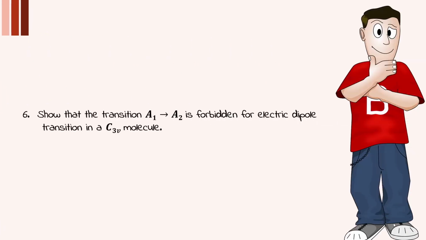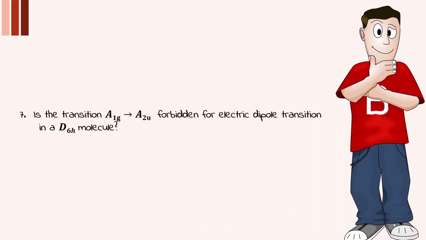If we are talking about A1 and A2 transition, show that the transition A1 to A2 is forbidden for each electric dipole transition in a C3v molecule. Again, refer to the same video. Similarly, the transition A1g to A2u is forbidden for electric dipole transition in a D6h molecule. Is it just so? Again, refer to the character table and get the inference drawn.